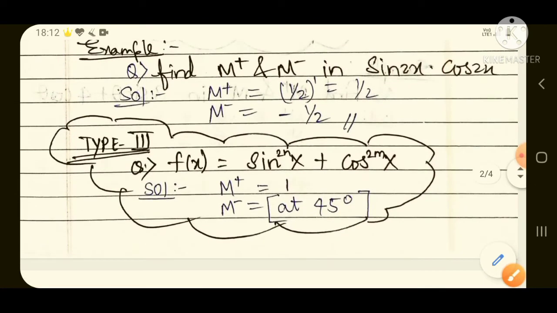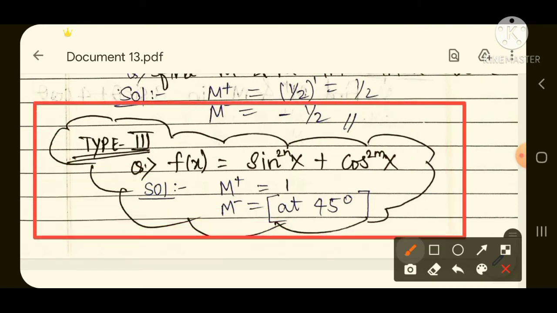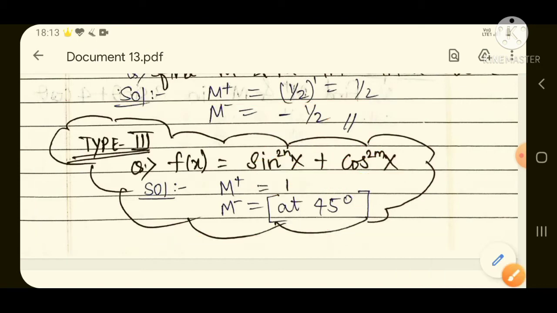Then coming over to type 3, again I will put it in a rectangular box and explain it. If the question is coming as sin to the power 2n x plus cos to the power 2n x, where the power is a multiple of 2, then what is the answer? In this case, the maximum value is directly 1, and for the minimum value put the angle 45 degrees in place of x. That's all. This is the required answer. For better understanding I would take one example so that you can understand better.